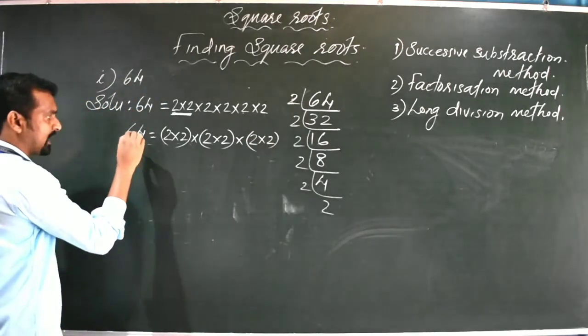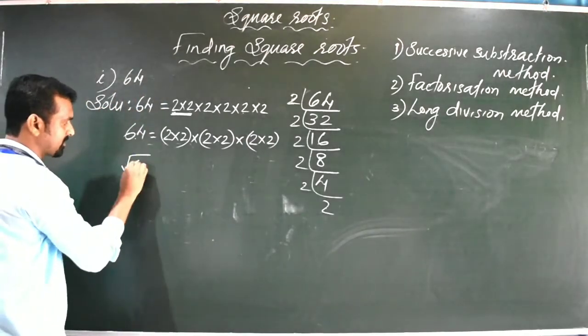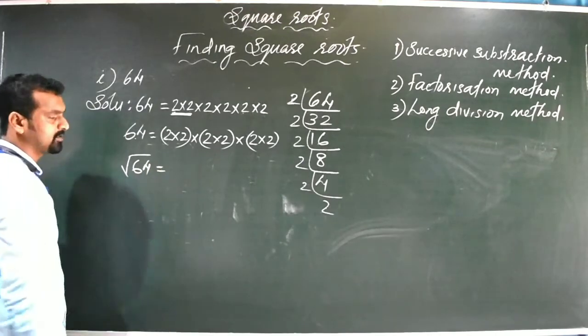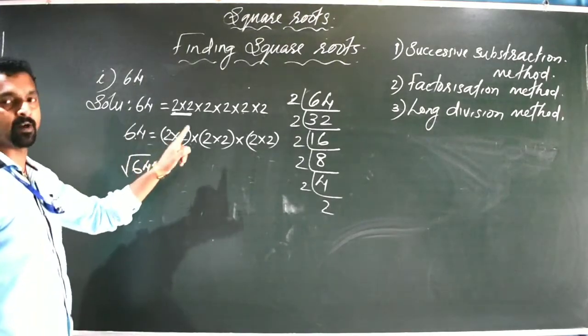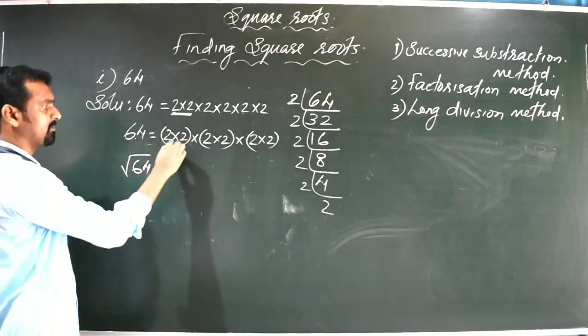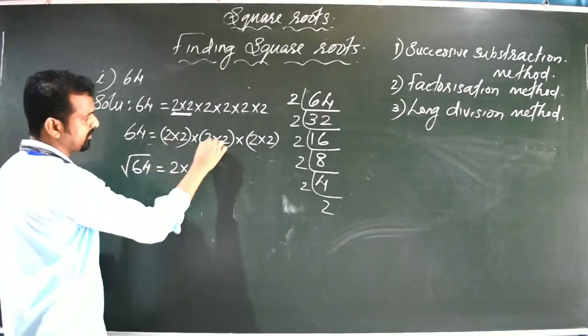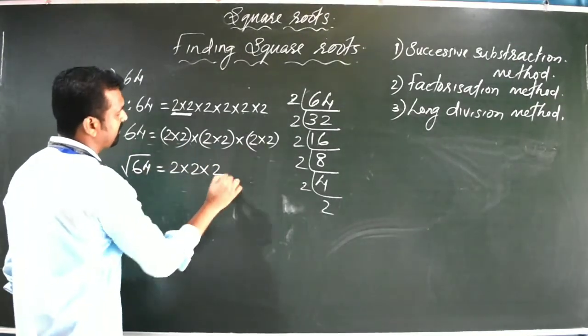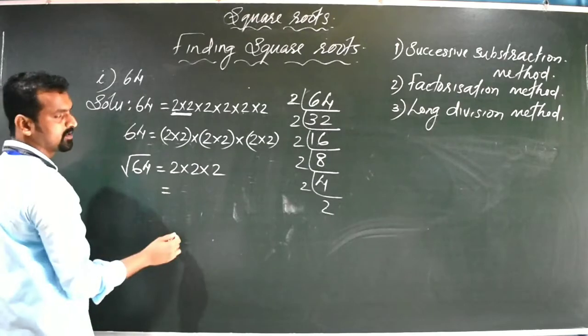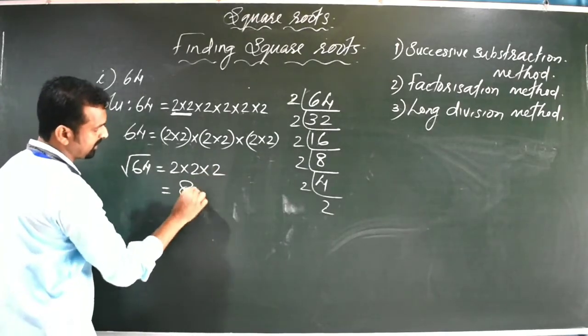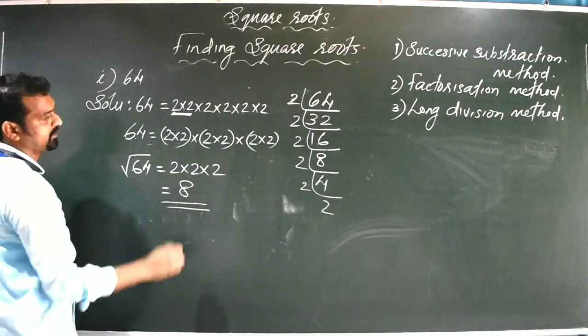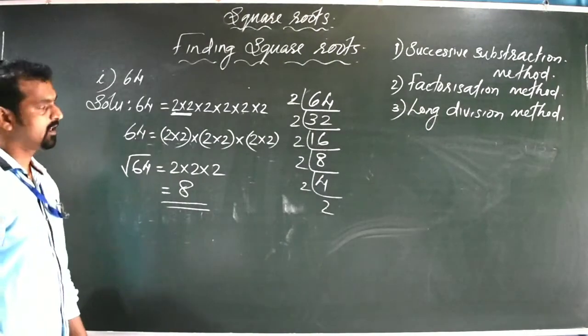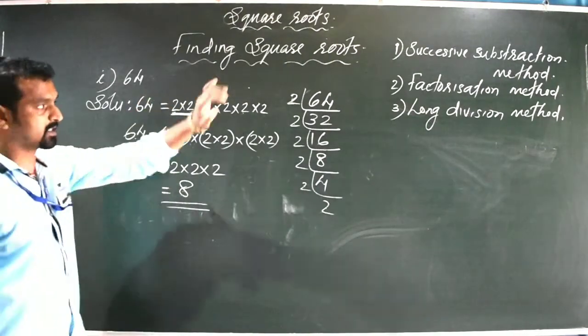Now, to get the square root of 64, we have to take one factor from each pair. 2 into 2 into 2, that is equal to what? 2 twos are 4, 4 twos are 8. So the square root of 64 is equal to 8. Okay, this is the factorization method.